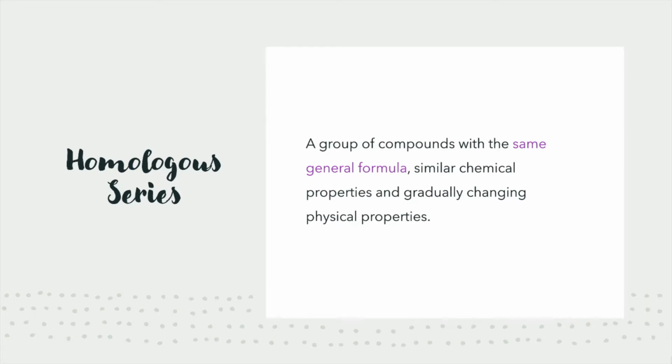Their general formula is something we are going to come back to in just a moment when we look in detail at the alkanes. So I'll say that again. A homologous series is a group of compounds with the same general formula, similar chemical properties, and gradually changing physical properties. Now, this is a definition that you're going to want to remember. It's a question that comes up all the time in assessments, and it's an easy one to get. All you have to do is remember your definition.